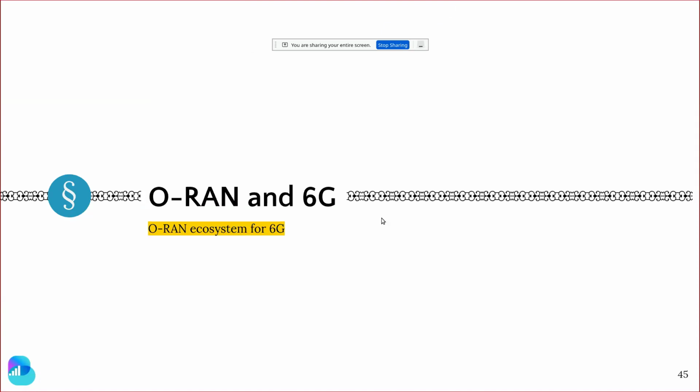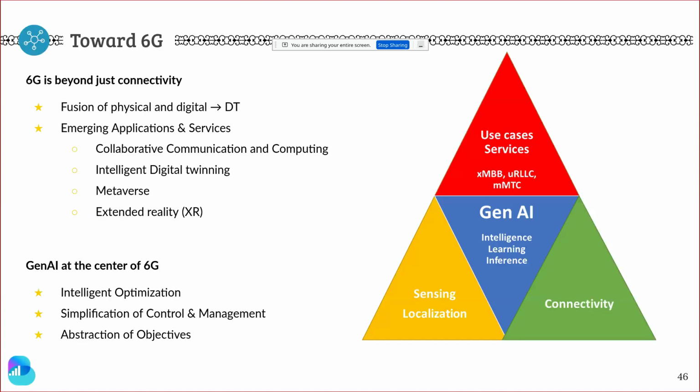So let's talk a bit about the O-RAN and 6G. So towards 6G, 6G is beyond just connectivity, right? I think that we all know this, and it has different dimensions here. We want to talk about some of them. There may be something more, but it's definitely a fusion between the physical and the digital world. Yes, we are talking here about digital twins.